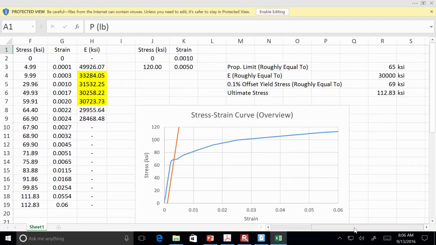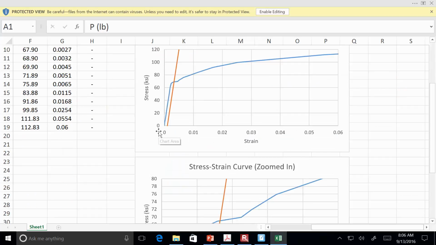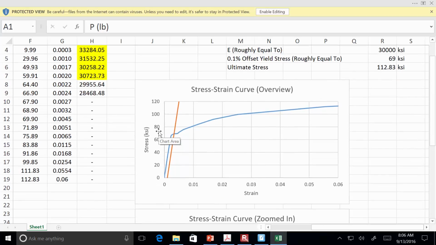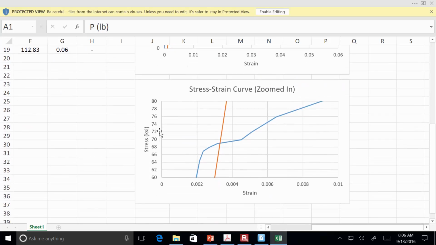Now, the proportional limit is where it starts turning nonlinear, where that yielding begins. What I've got here are 2 stress-strain curves. It's literally the exact same curve, only I zoomed in on this region here where it starts to yield.